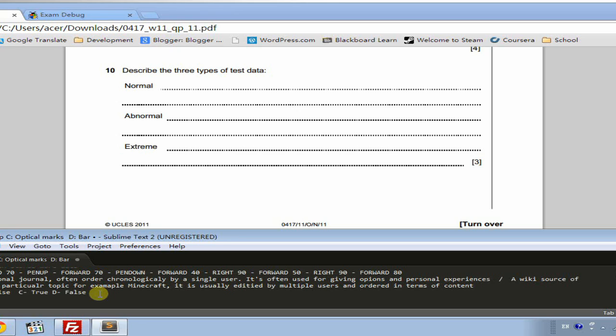So 5 is the minimum number. If it's less than 5, it's bad. If it's more than 20, it's bad. Let's say this is the number of students in a class. In the school, the maximum is 20 and the minimum is 5. So normal test data would be data that is within that range. It must be between 5 and 20.